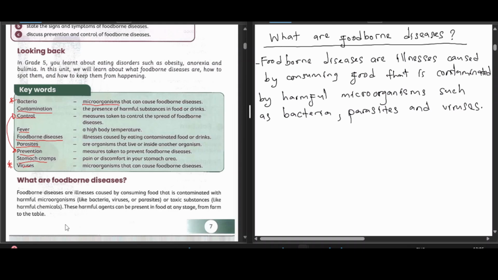If we eat food from dirty plates, not washing plates properly, we are exposing ourselves to bacteria which causes foodborne diseases.